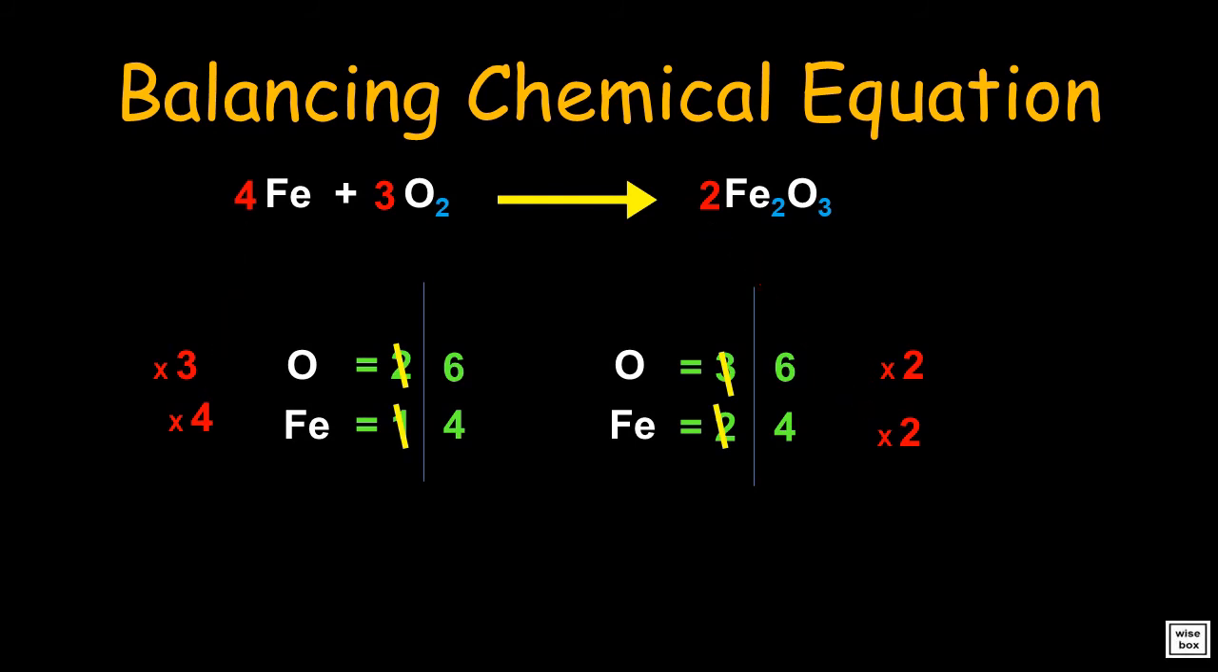Now, compare each atom in the left, to each of the same atom in right. The oxygen atoms and the iron atoms are all equal. Therefore, the chemical equation is now balanced.